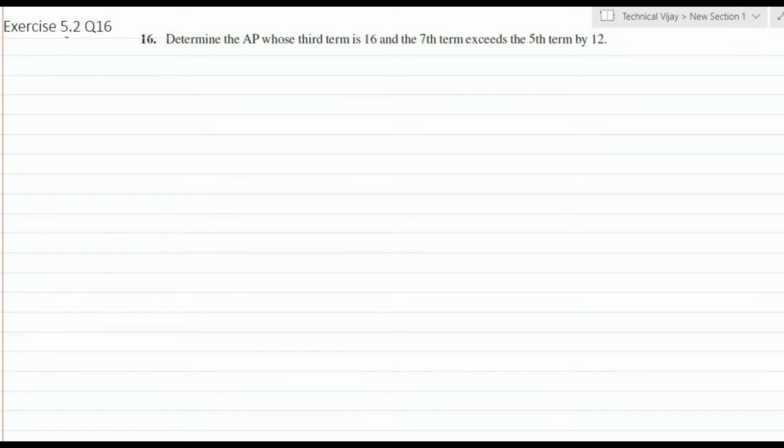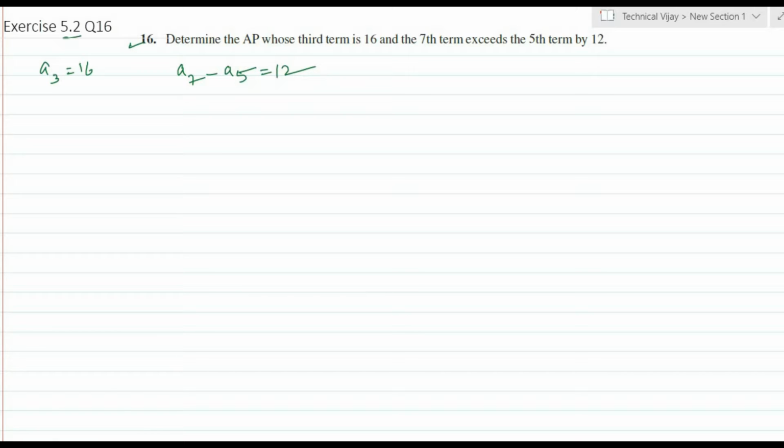So exercise 5.2, question number 16. Determine the AP whose third term, that is A3, is equal to 16, and whose seventh term exceeds the fifth term, that is A5, by 12. Otherwise, you can write A7 is equal to A5 plus 12. That also you can write.